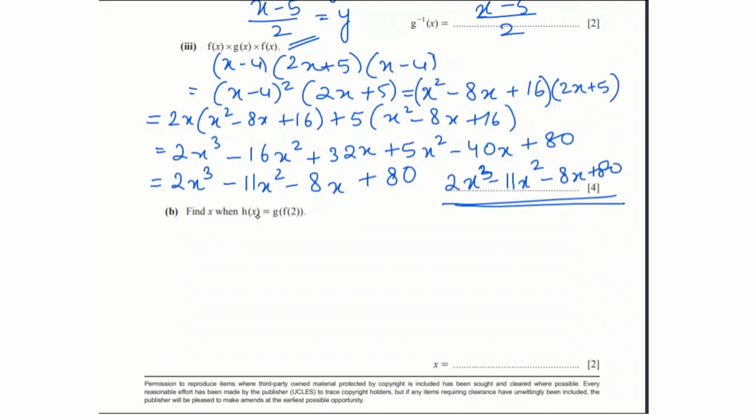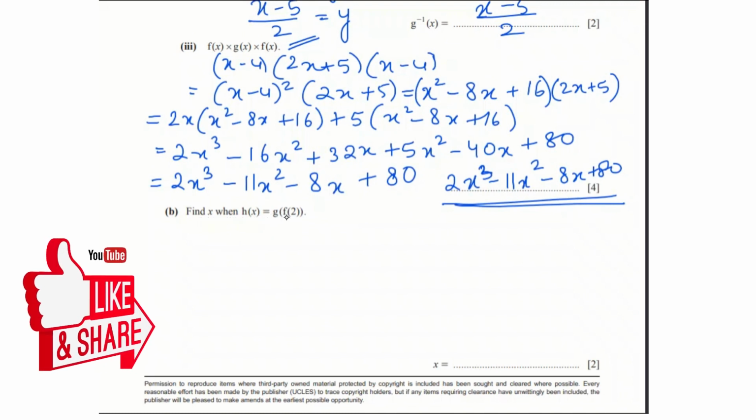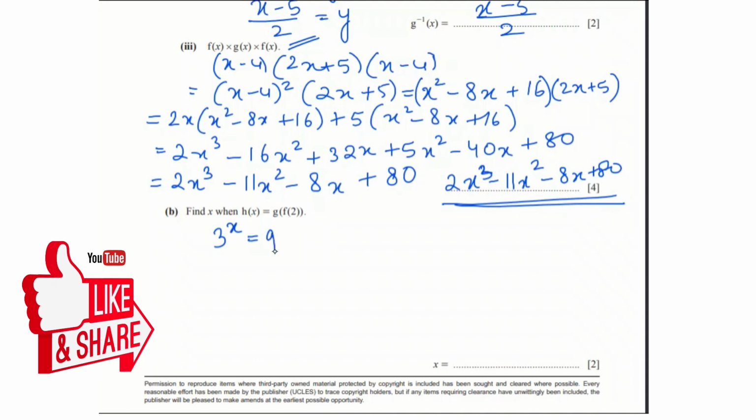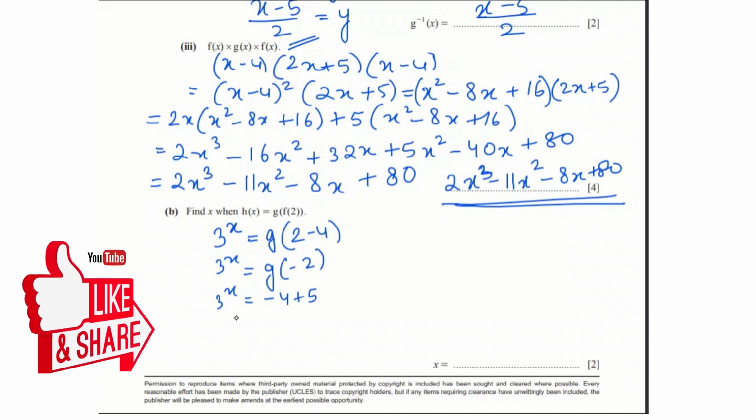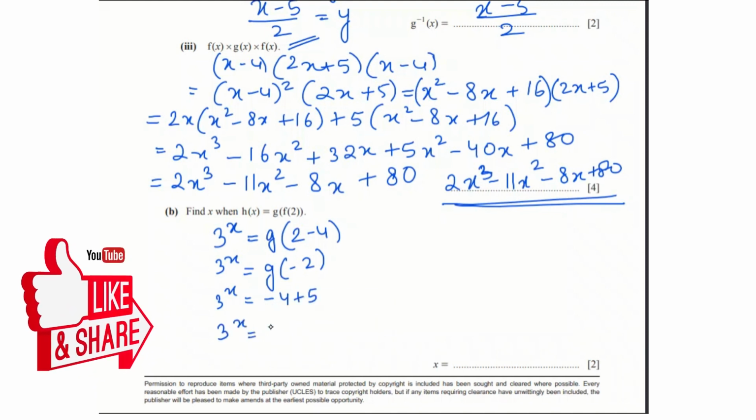Find x when h of x is equal to g of f of 2. So h of x, 3 to the x, equals g of f of 2. f of 2 means 2 minus 4, so I get 3 to the x equals g of minus 2. g of minus 2 means putting minus 2 in 2x plus 5, so it becomes minus 4 plus 5. So 3 to the x equals 1.